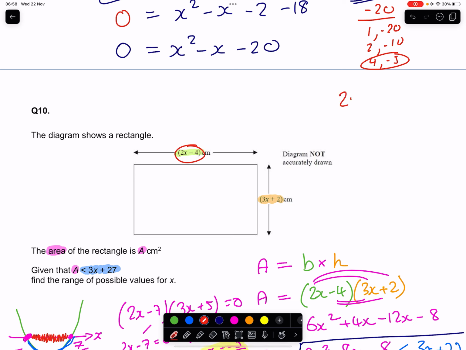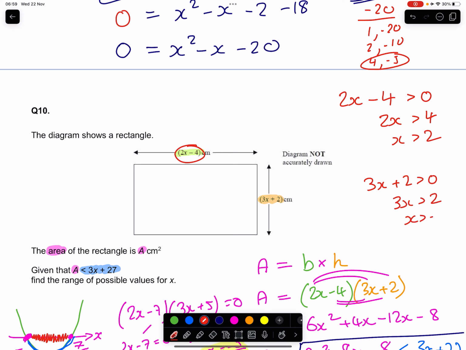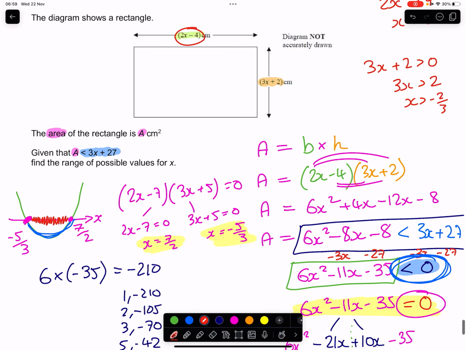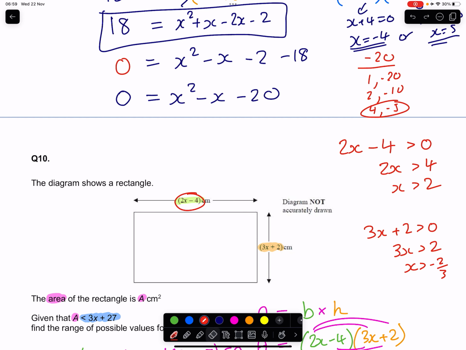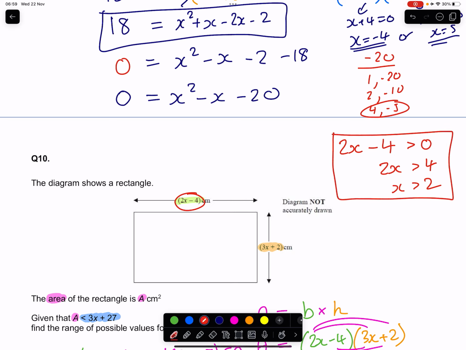If we look at this, that length has to be bigger than 0, otherwise you have no rectangle. If you look at the rearrangement of this, you end up with x having to be bigger than 2. The other one's not a problem because when we rearrange this, you end up with x having to be bigger than negative 2/3, which isn't a problem because we already knew that x needed to be bigger than negative 5/3. So this part doesn't really contribute to what x is not allowed to be, but the one here does, because this length cannot be 0 or less. Therefore, the only way that can happen is if x is bigger than 2.